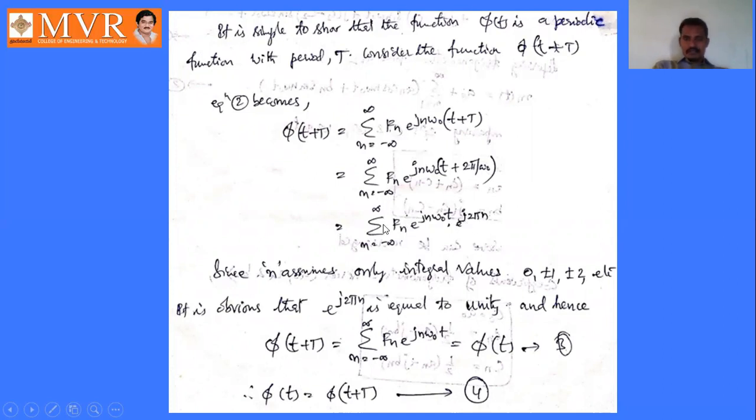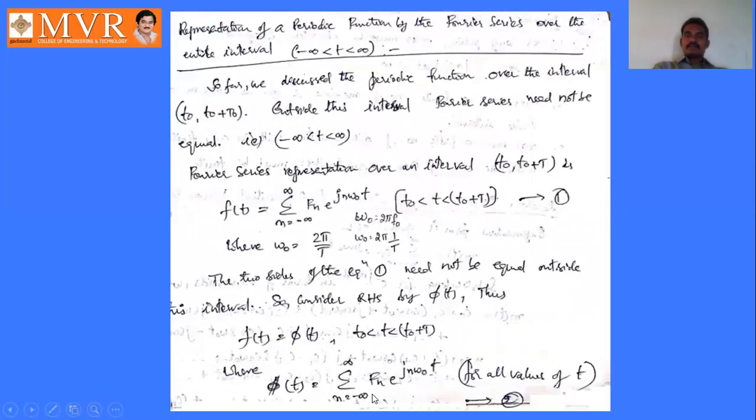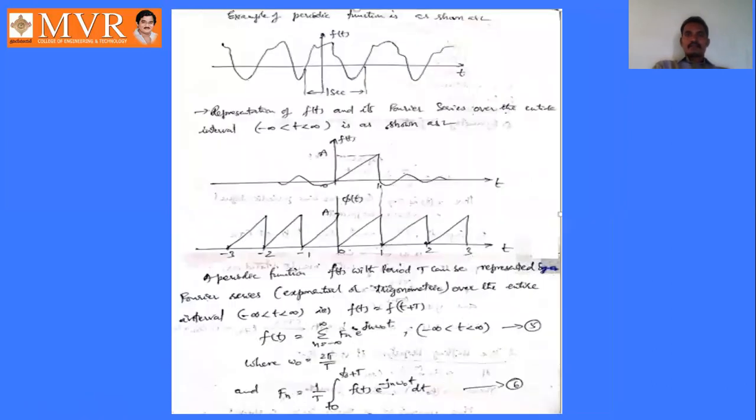Okay. So then phi of t plus T is equal to sigma n equal to minus infinity to infinity Fn into e power j n omega naught t into 1. That is phi of t. So phi of t is equal to phi of t plus T. So both are equal. Then it is nothing but the periodic function represented by a Fourier series over the entire interval. So beyond the finite interval also it is equal. Okay, the Fourier series is equal. Already we have shown that, right?